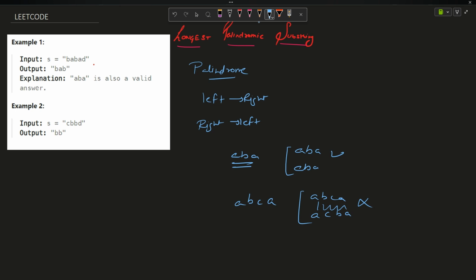Now, the question gives us an input string BABAD. We have to find a substring which is of the longest length, but it should also be a palindrome. We have to return the string as well, not only the length. We have to return the string also. So in the given case, BABAD.